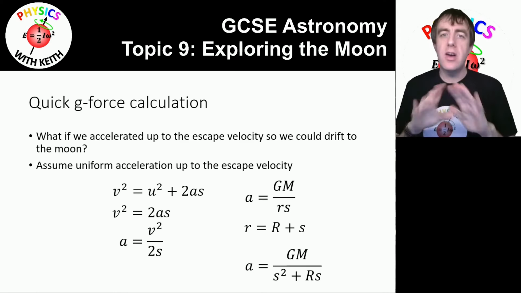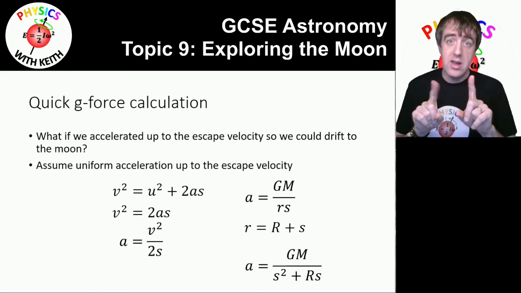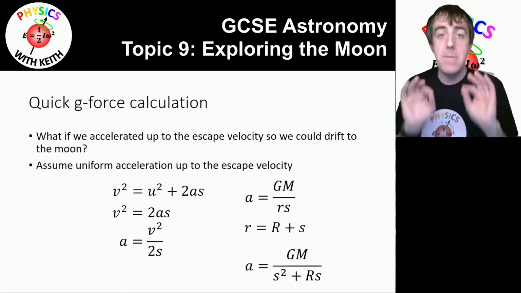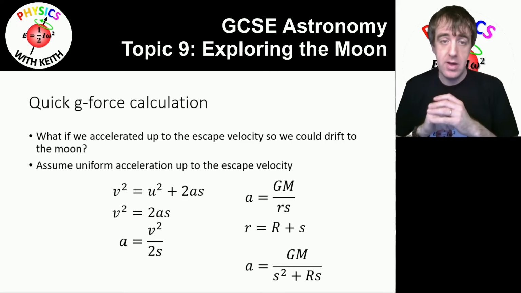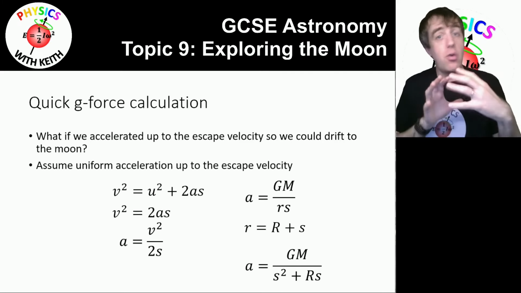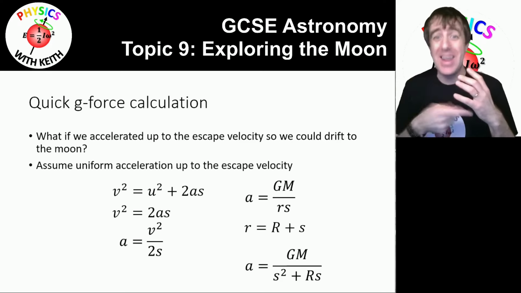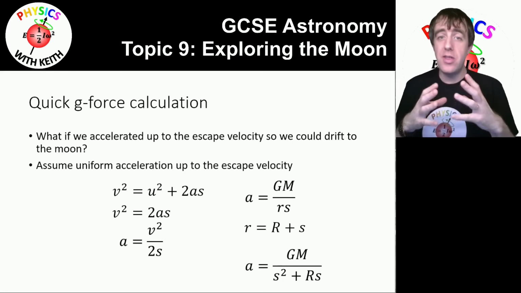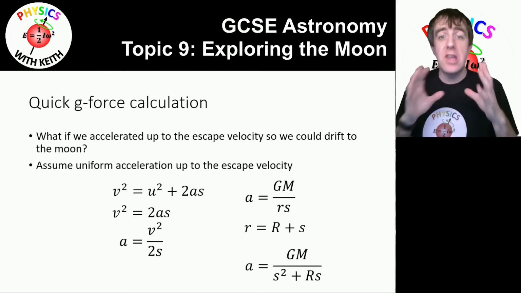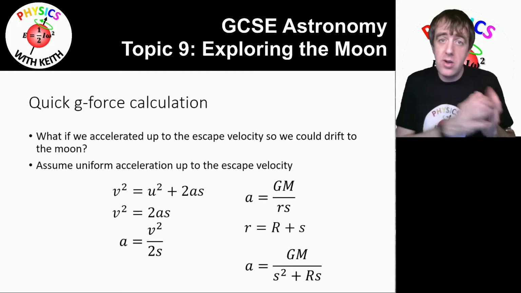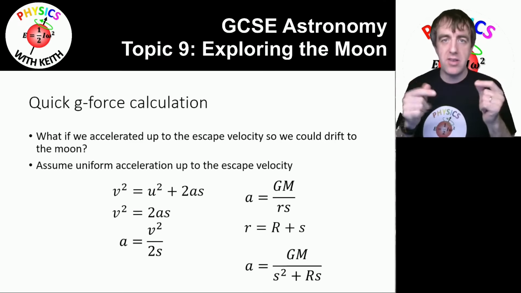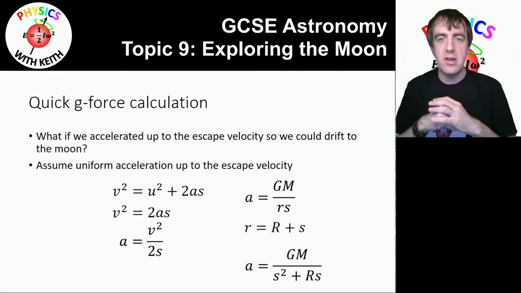And to make the maths easier, we're going to assume a couple of things. Firstly, that we are traveling directly away from the center of the Earth, perpendicular to the surface. The second thing is we're going to assume the Earth is not rotating. I know it is, but let's assume it's not rotating to start with. And the third thing is we're going to assume our acceleration is uniform. We're not going to increase our acceleration up to some maximum. We're just going to press a button and we're off, accelerating from an initial speed of 0.